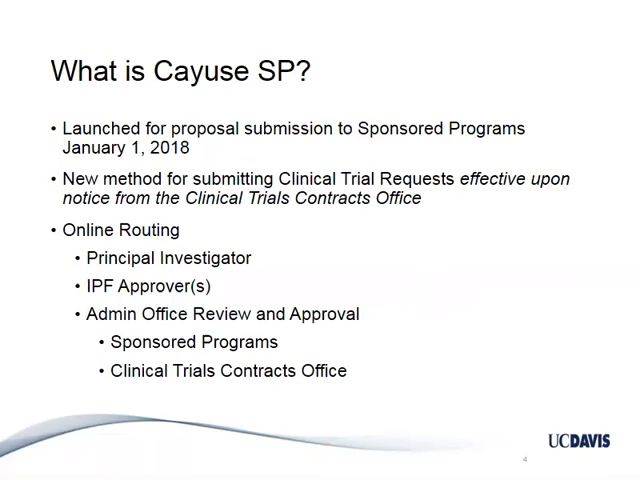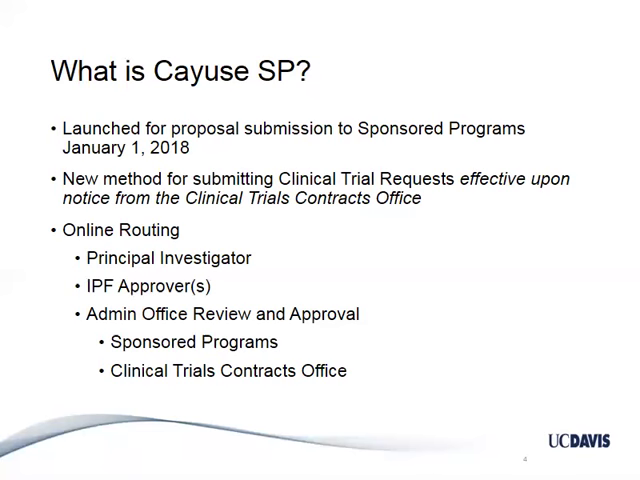Cayuse SP is what's replaced the data sheet and how you get that whole package to sponsored programs or to the clinical trials contracts office. So that's what SP is. It's the online routing and approval piece of it. It's going to be your new method for submitting your request, effective when they tell you, which I think they just did. So July 1st is the date.